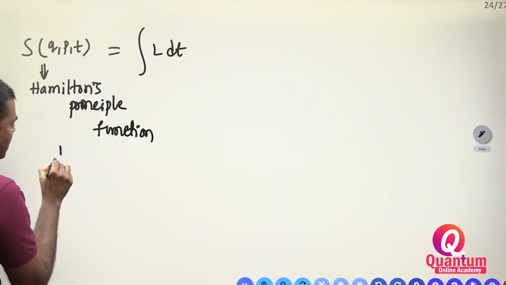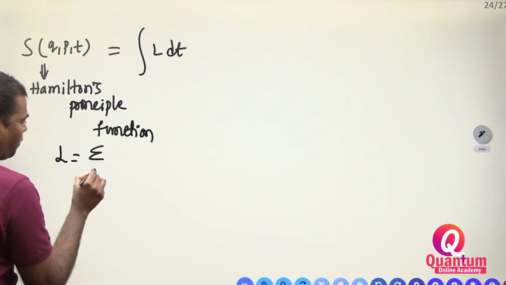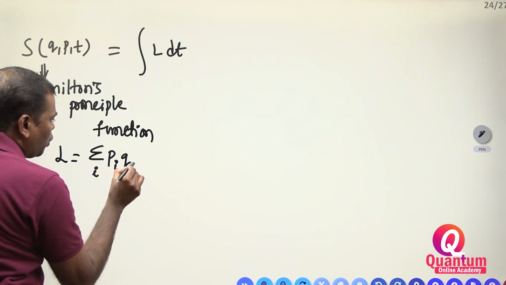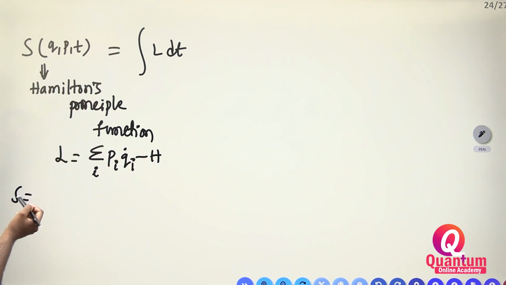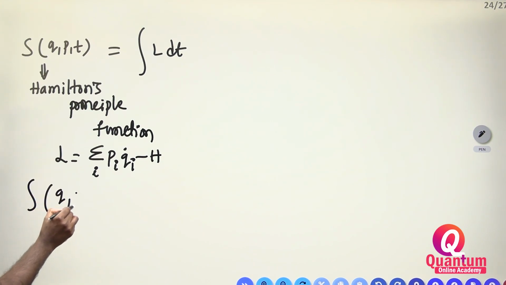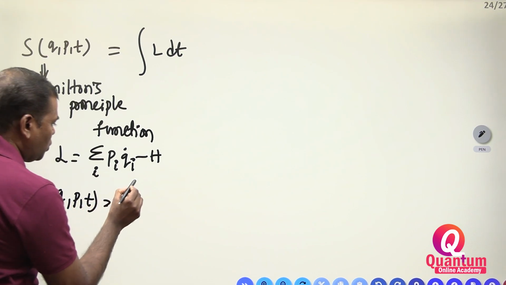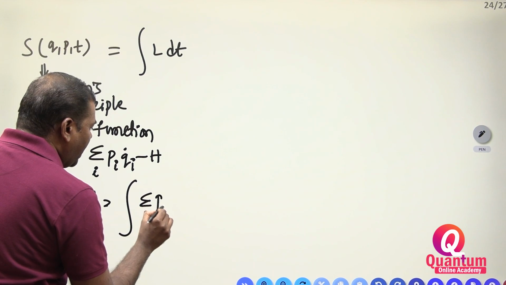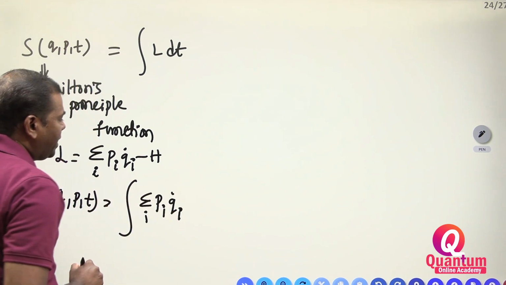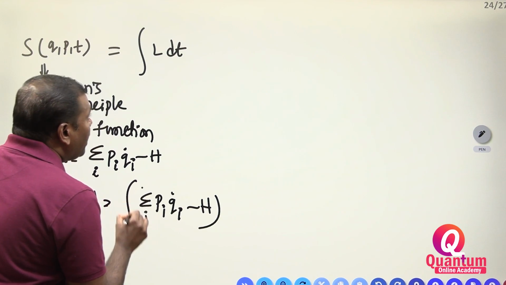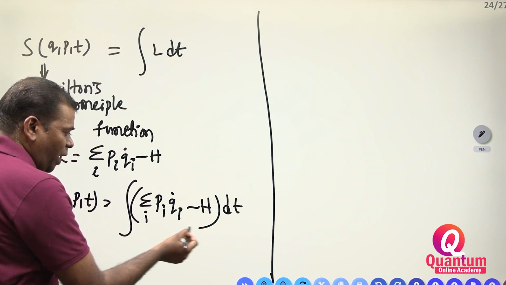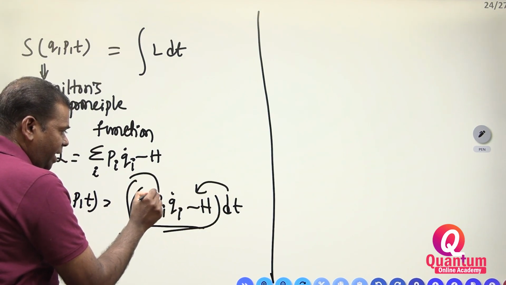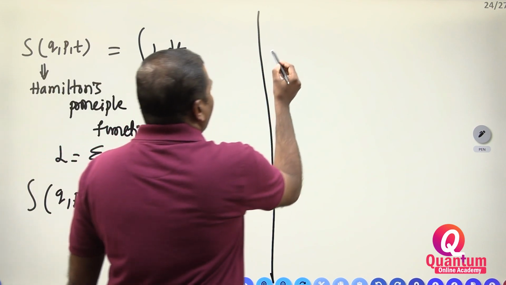But L is the Lagrangian, you know. L is equal to the summation over i of Pi Qi dot minus H. You have to substitute there. S of Q, P, T is equal to the integral of the summation over i of Pi Qi dot minus H, into dt. Now, taking these two terms inside, let us see what we get.